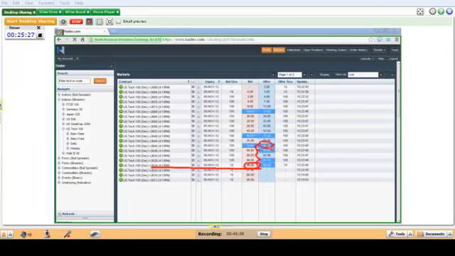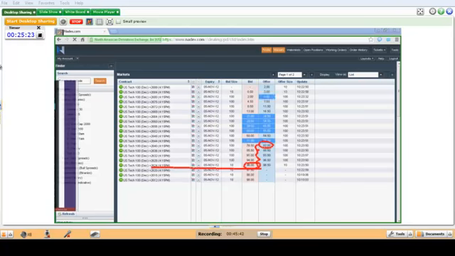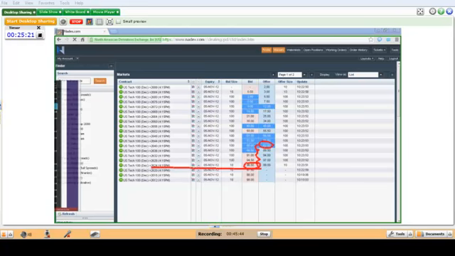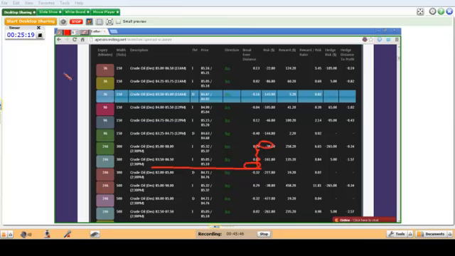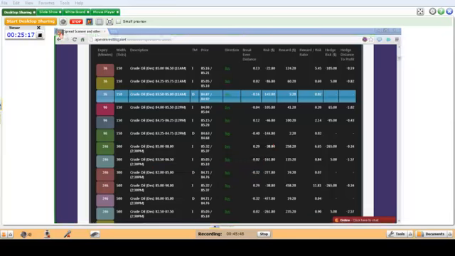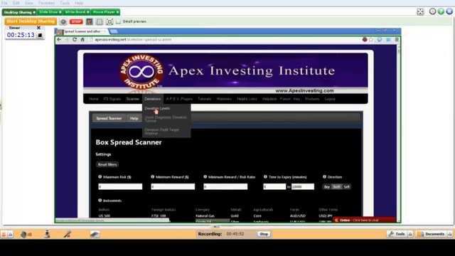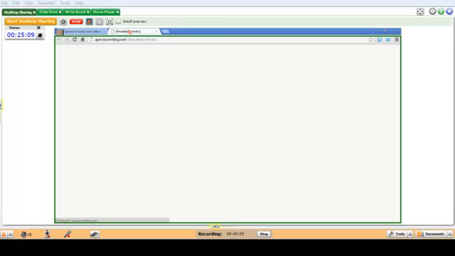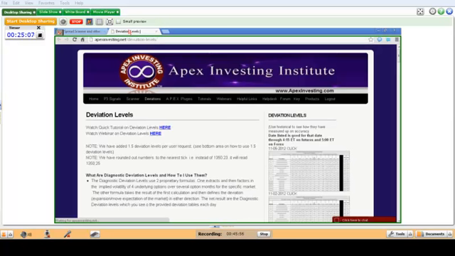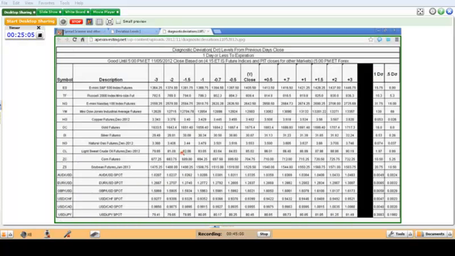Now, what I do, let's see here, for factoring in implied volatility, is I use my diagnostic deviation levels that I post every day to factor in implied volatility.